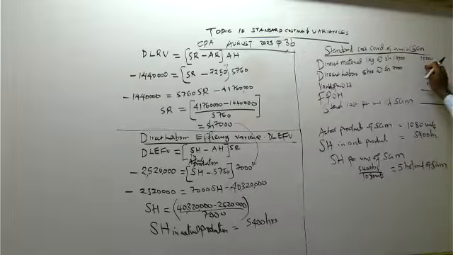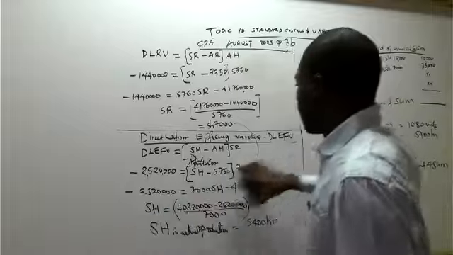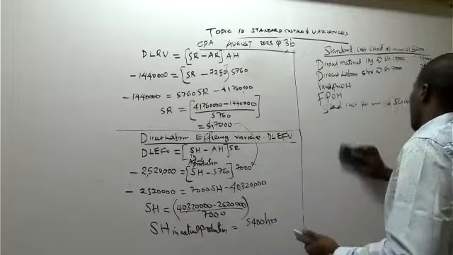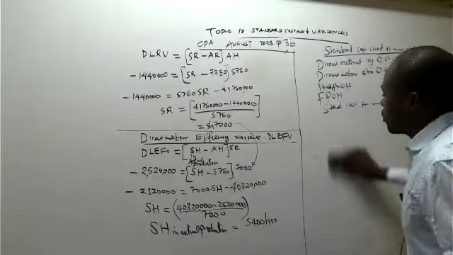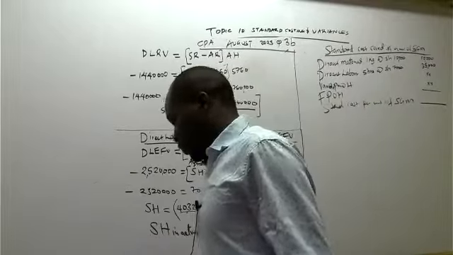Tunapata ngapi hapa juu? 35,000. Mtu anapata 3,500. 35,000. That is it. There's nothing else. That is what you are required to calculate there. Umemalizana na direct labor. So if you're done with direct labor, it means you can get prime costs.